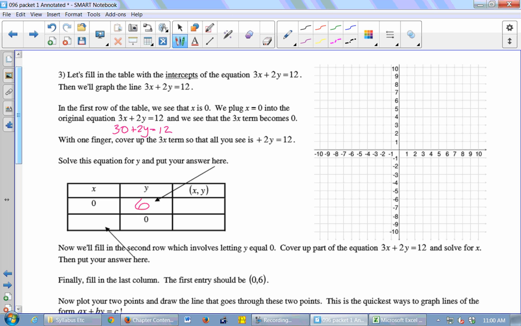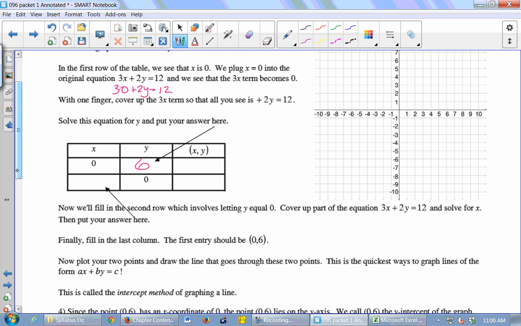And then I do the same thing, but this time I'm going to make the y 0. Okay. So let's see, I wrote it down here. If I make y 0, I have 3x plus 2 times 0 equals 12. But 2 times 0 is just 0. So I can just cover that term up because 3x plus 0 is still just 3x. So 3x equals 12, x would have to be 4. So I put a 4 here. When y is 0, x has to be 4. So my points are 0, 6, and 4, 0.